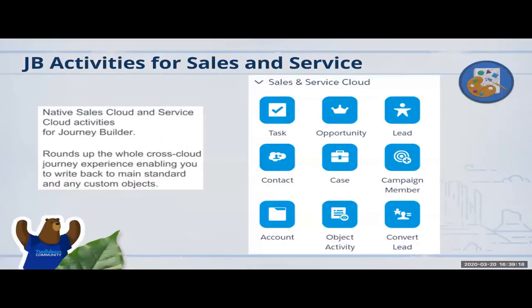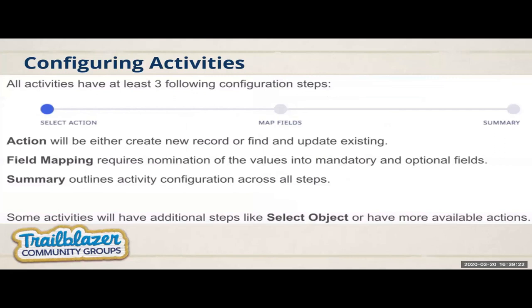We talked about activities, and when you configure it, you have to give in the action. It will either create a new record or find and update an existing record of that particular object that you have selected. For instance, if it's a case, opportunity, lead, whatever it is, and the field mapping, depending upon what values you want to give.